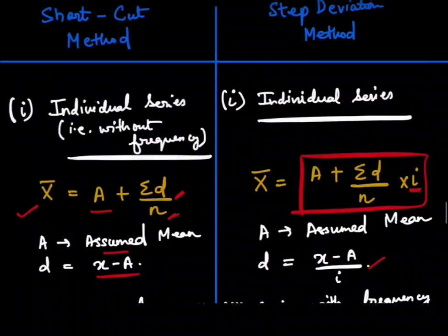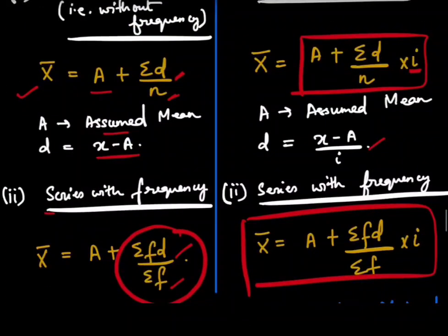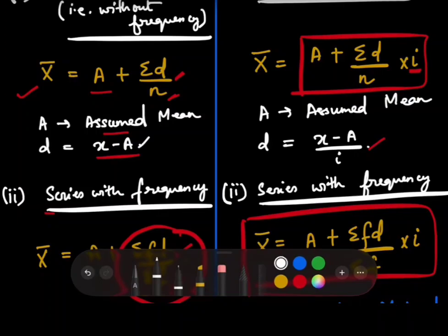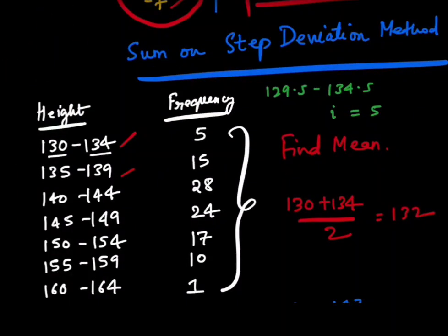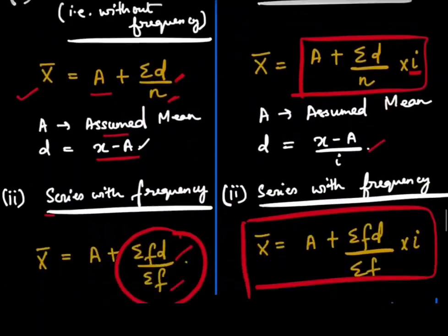Same way we can find the mean by shortcut method. The difference is just that in that case, the value of d would be x minus a only, and we won't multiply any I in it. That is the only difference. So irrespective of whether we follow step deviation method or shortcut method, our answer for the mean will be the same.